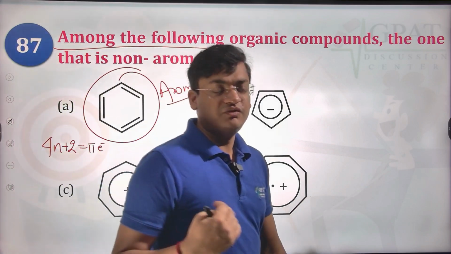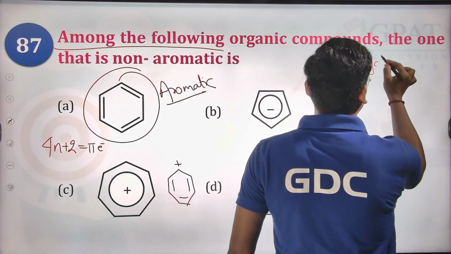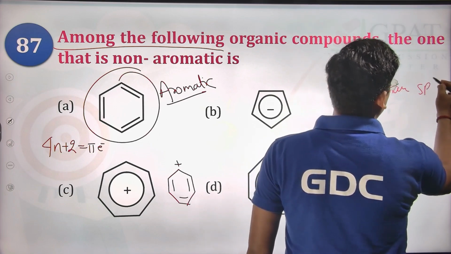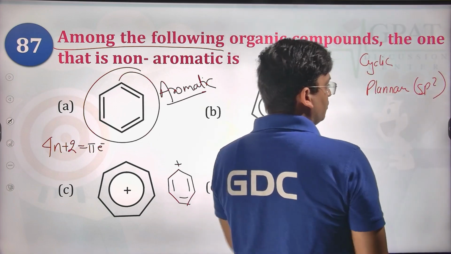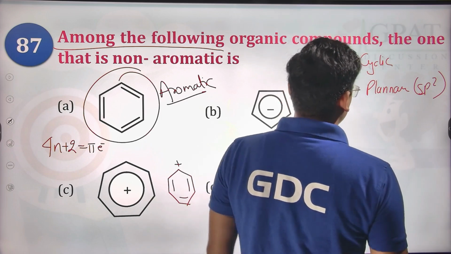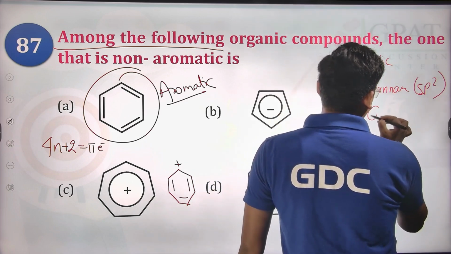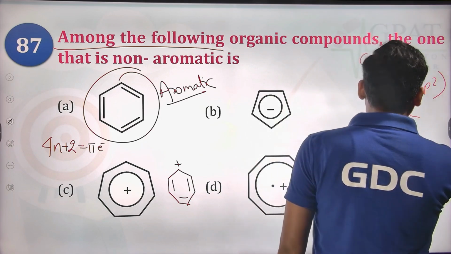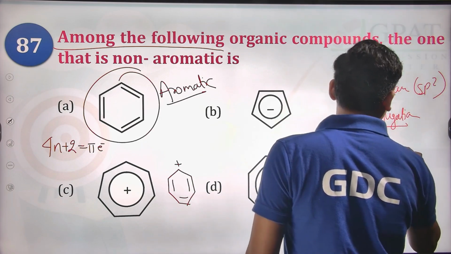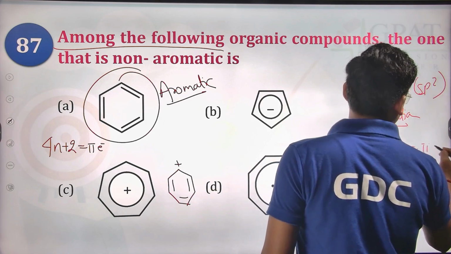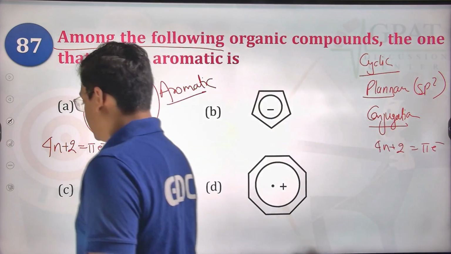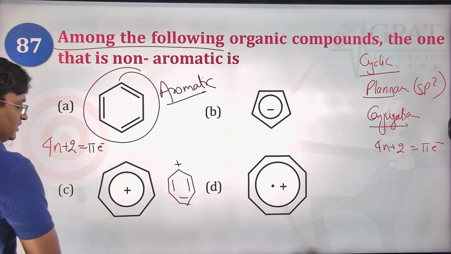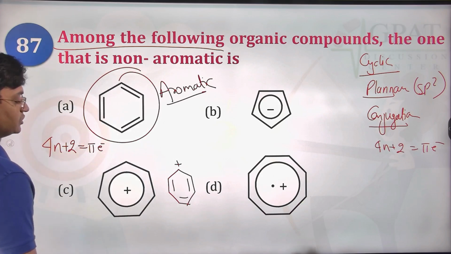And before this, we must have cyclic structures. It should be planar, and for planarity you can refer to the sp2 hybridization state of each participating member of that cyclic ring. Next we need complete conjugation to be present. And next we need 4n plus 2 pi electrons in conjugation. So the total number of electrons in conjugation should equal 4n plus 2, and solving this equation, n is equal to 0, 1, 2, 3, 4.